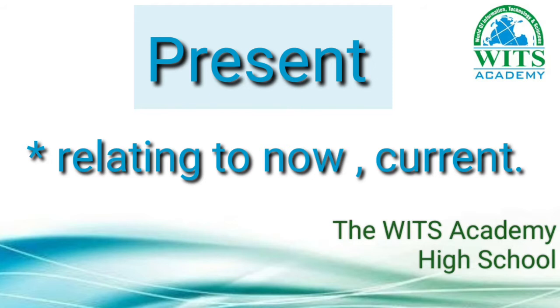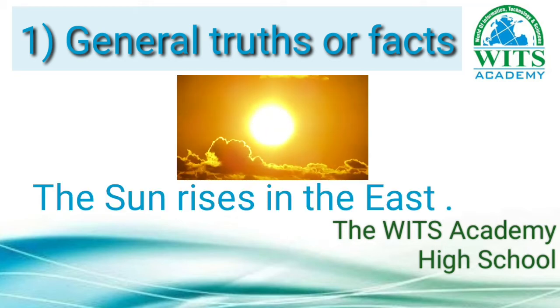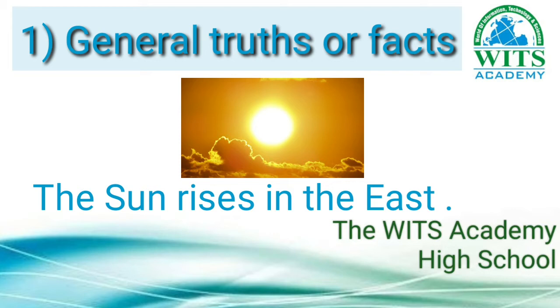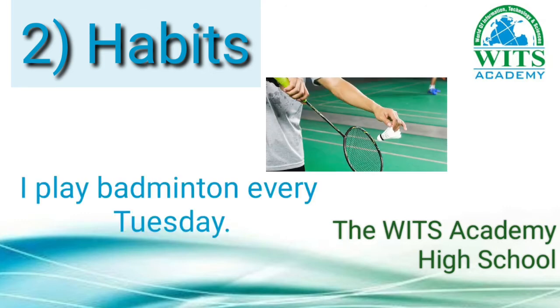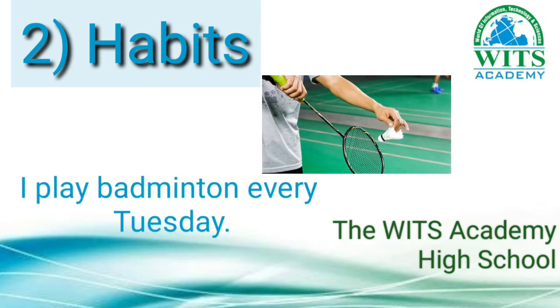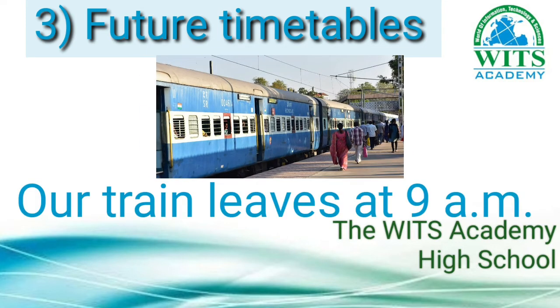We use present simple tense to talk about general truths or facts, as the sun rises in the east. Present simple tense is also used to talk about habits, as I play badminton every Tuesday. Okay, students? It is also used for future timetables, as our train leaves at 9 a.m.